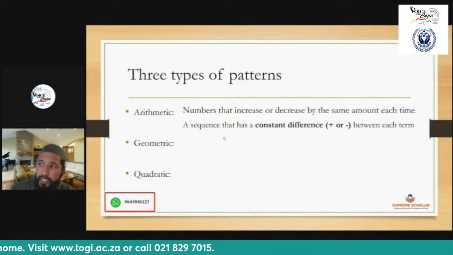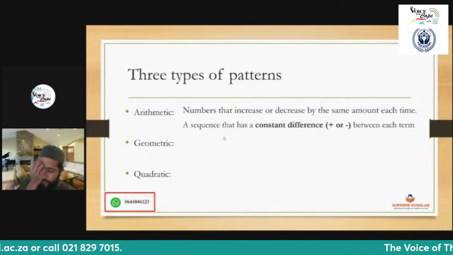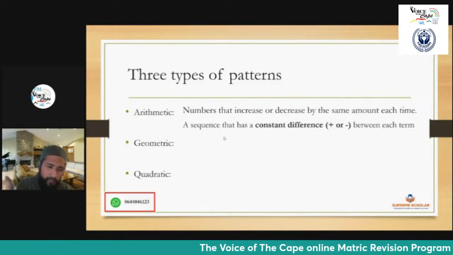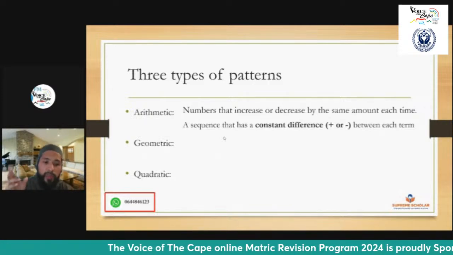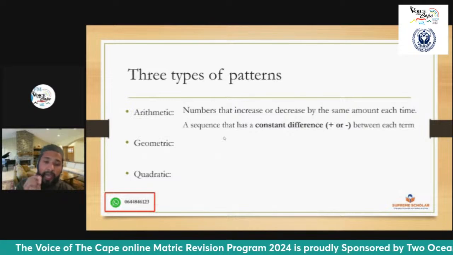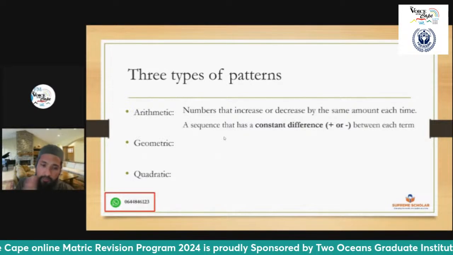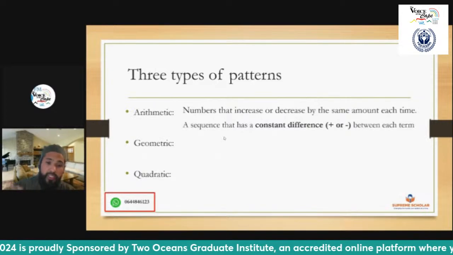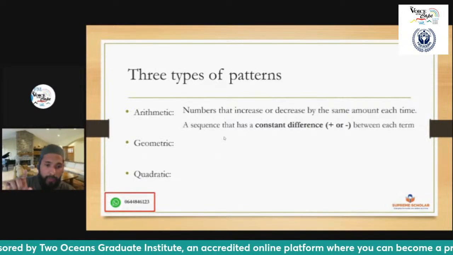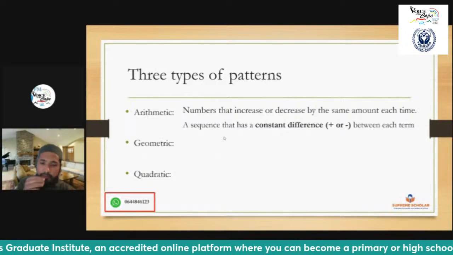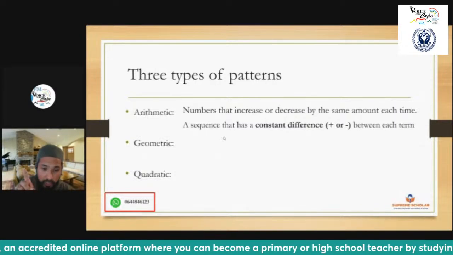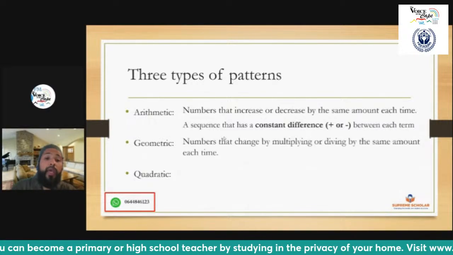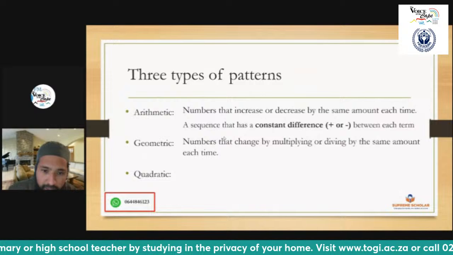So for an arithmetic pattern, the moment I say we're dealing with an arithmetic pattern, I haven't even seen the numbers yet, you must already know that whatever the pattern is, it has a constant difference between each term. That's like a given already. If a question says the following is an arithmetic pattern and they give you the numbers, then you already know there's a constant difference. The difference between T2 and T1 is exactly the same as the difference between T3 and T2, etc. Right? A geometric pattern, what's the difference between the two?